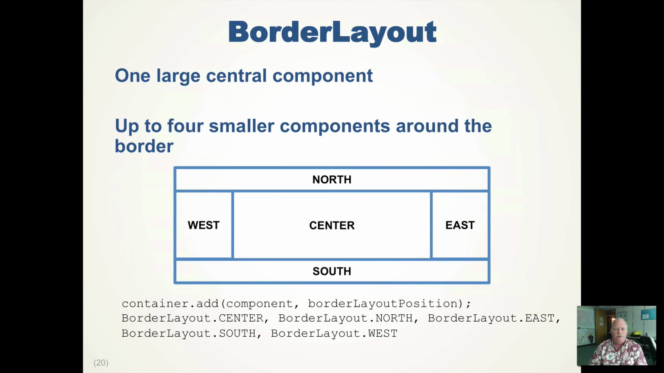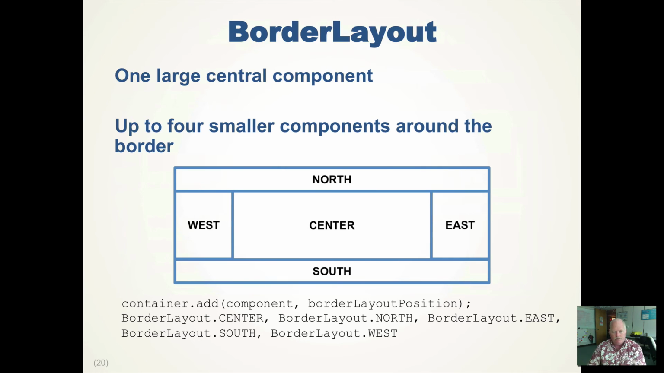The next one is the border layout. A little more complicated, but the idea is there's a large central component where most of your stuff happens, and you can have up to 4 smaller components around the border of that center one. And in order to place these components, you tell it the position you want to add the component to. So you'd say container add, the component I want to add, and then you say what position in the border layout I want it to be in.